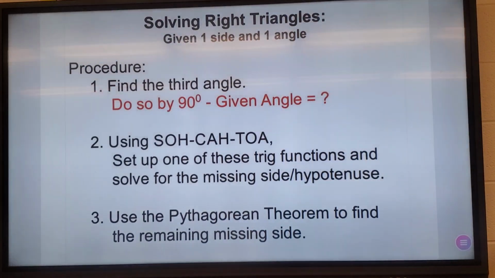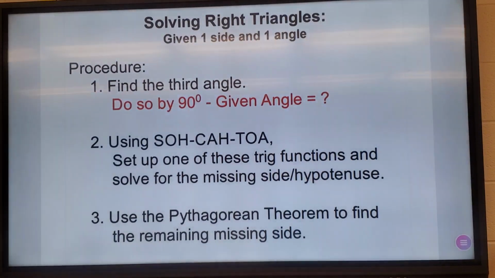In the situation where I give you 1 side and 1 angle, number 1 says to find the 3rd angle first. Again, this is just a suggestion. You can do so by taking 90 minus the given angle, and I only say 90 minus the given angle because we have 3 angles, and I have one that is given to me as a right angle. It is already 90 degrees. So really I'm taking 180 minus that 90 that I already have, and then minus the other angle that I'm given. So we have 90 minus the given angle is that third angle that we're missing.